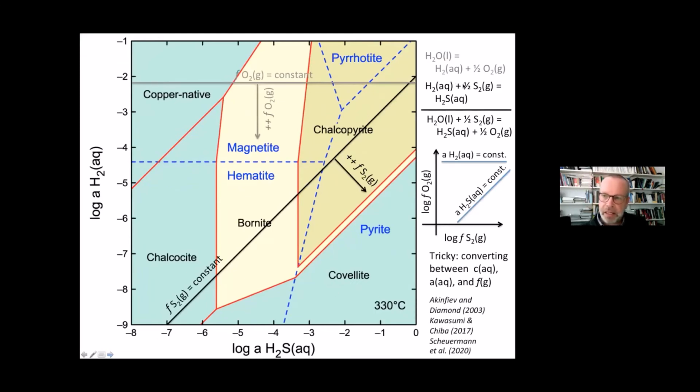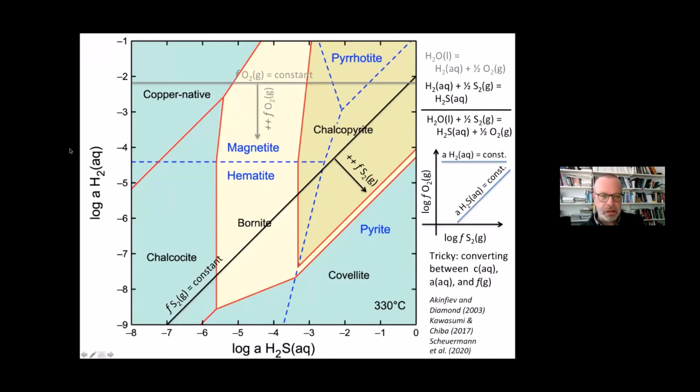Here's basically where I'm showing you that fluids with constant sulfur fugacity, right? They should plot along a one-to-one line here. So that's the isopotential here for sulfur gas.